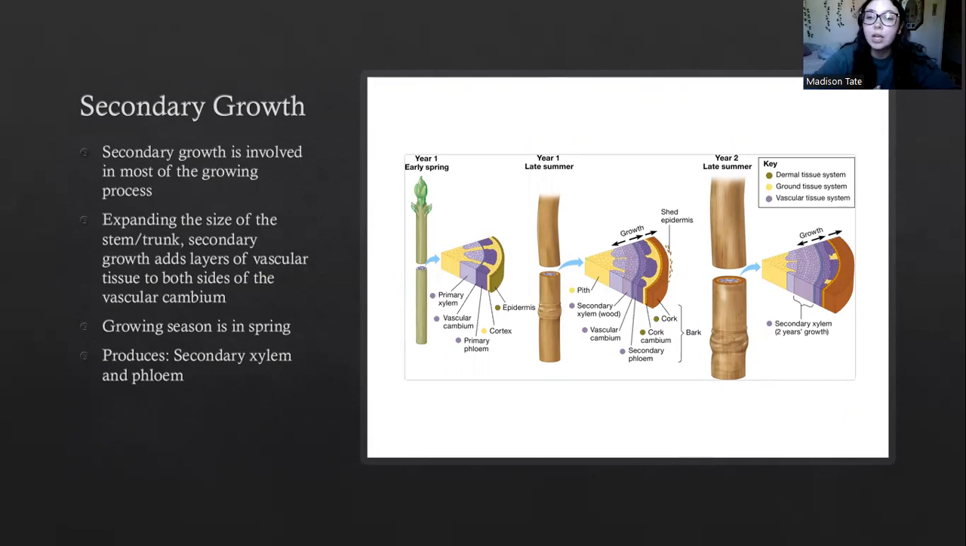According to the graph, you can see the year 2, late summer, is thicker than both of the year 1s. And this is caused by how during secondary growth, it adds on two layers on both sides of the vascular cambium. This is how the stem gets its width.